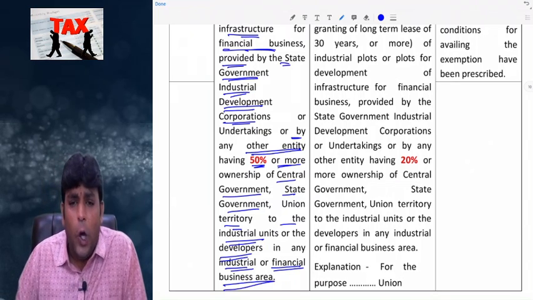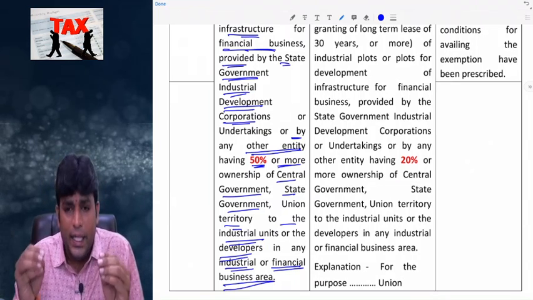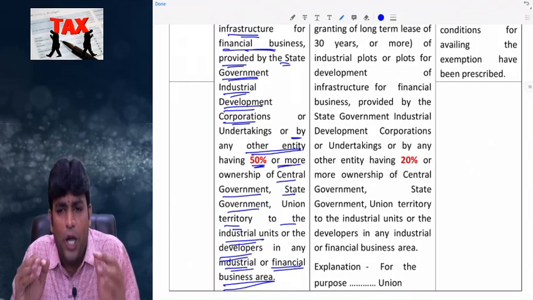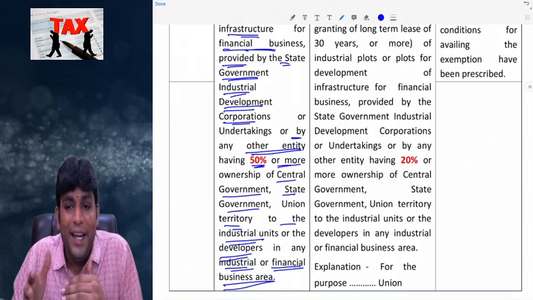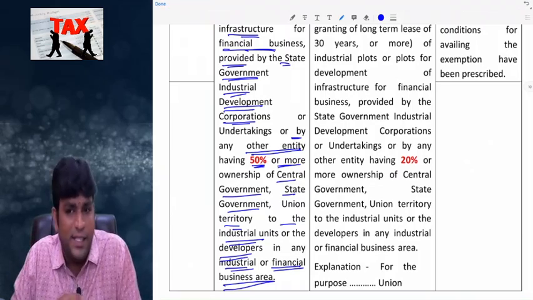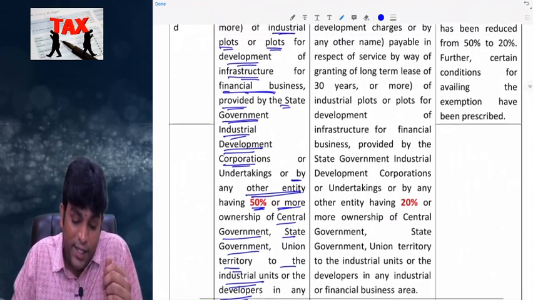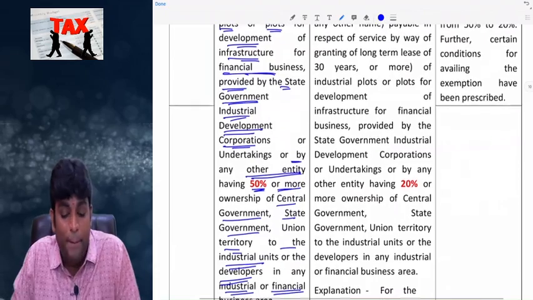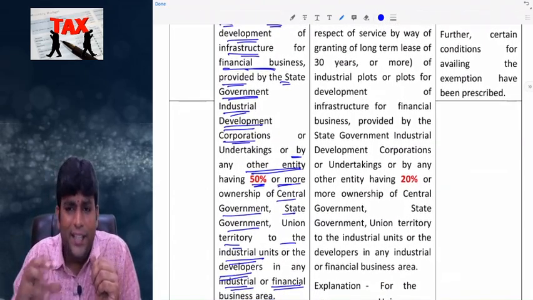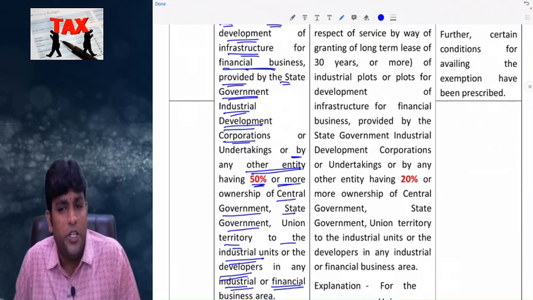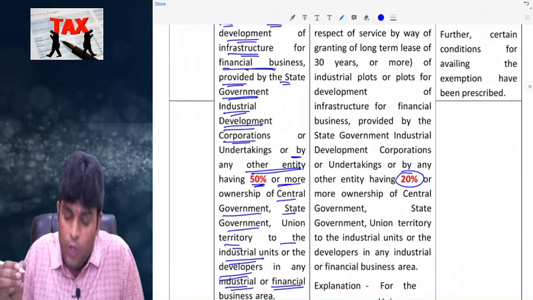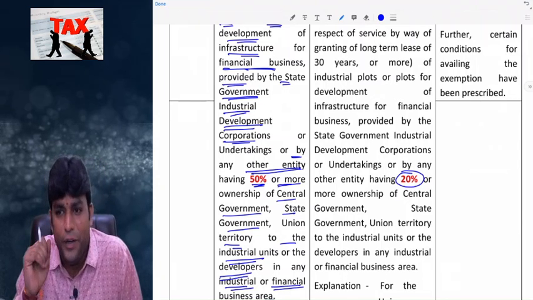So basically, government entities, what they do is that central government, state government, union territory, whatever industrial lands or plots they have got, they give it to an industrial unit for the purpose of development of industrial or financial business. Earlier, exemption was given when these plots were given by State Industrial Development Corporation or undertaking or by any other entity having 50% or more ownership of central government, state government, union territory. Now that point has been amended to 20%, highlighted in red in front of you.